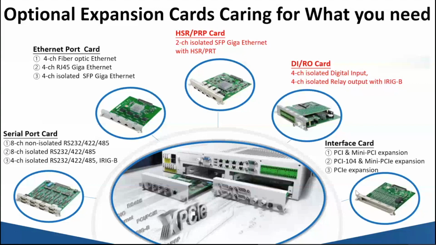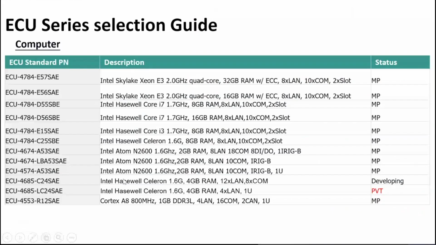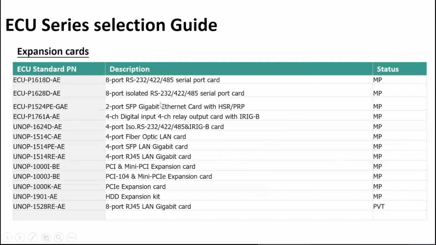Okay, so the selection guide, as you can see, we have an Intel Skylake Xeon processor, and we have an Intel Haswell processor for Core i7, i3, Celeron. We also got Atoms. We got Intel Haswell Celeron processor, also the Cortex A8 processor. Okay, and this is the selection guide for all the optional cards.